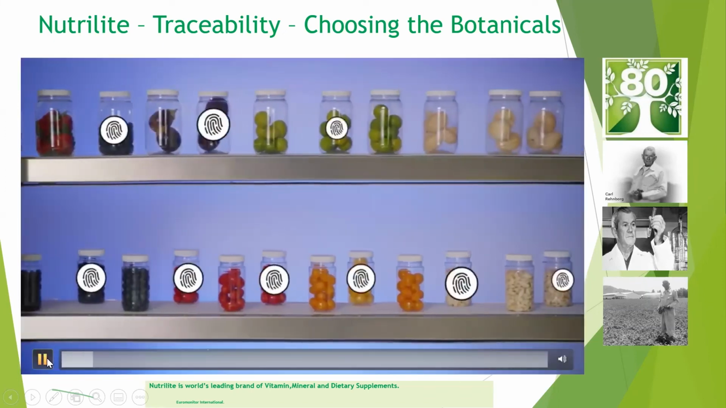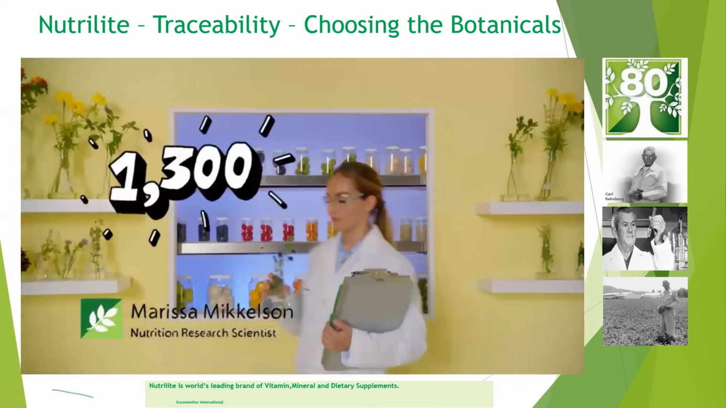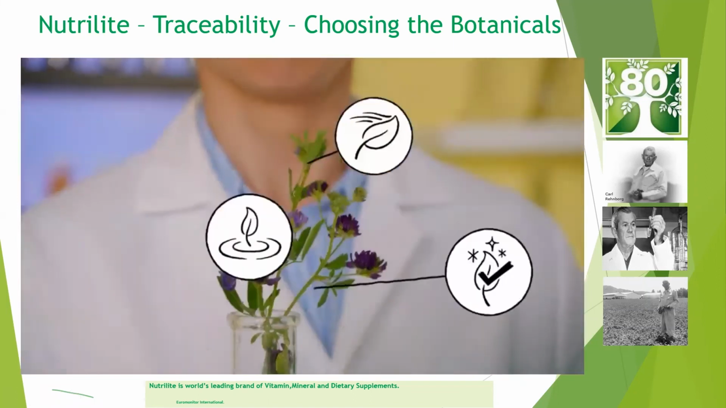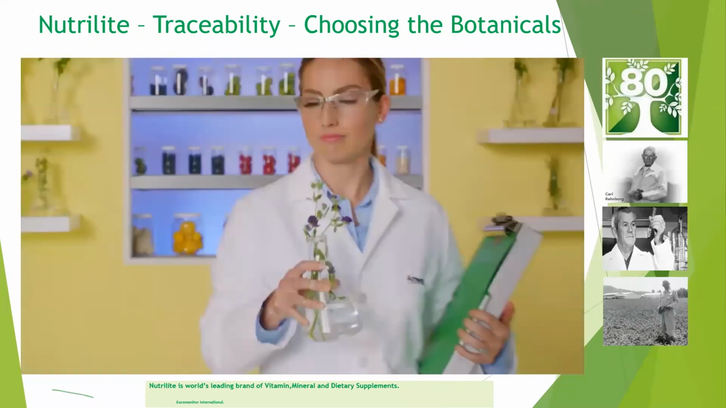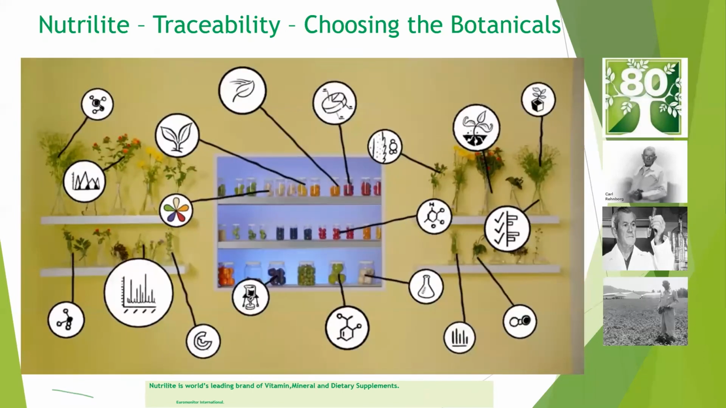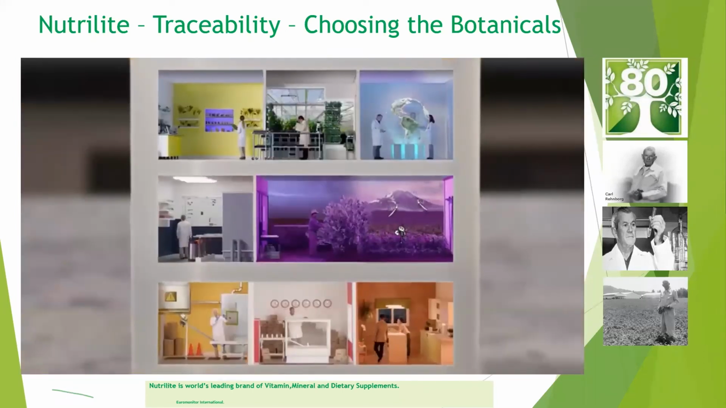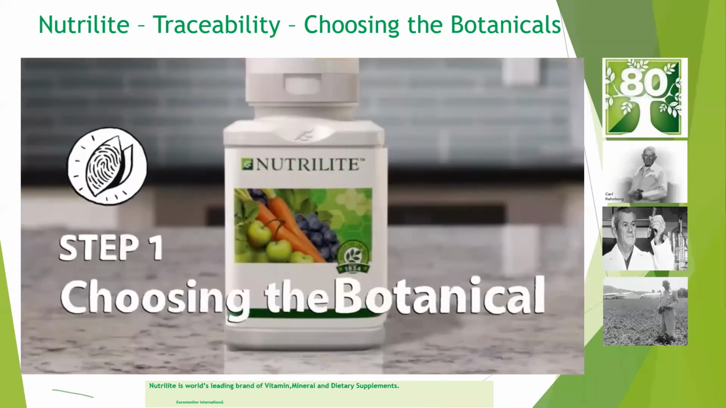Imagine a world where plants have fingerprints, and where a group of scientists have fingerprinted over 1,300 of the world's botanicals to locate the specific phytonutrients needed to make pure, safe, and effective supplements. Now imagine if fingerprinting 1,300 botanicals was only the beginning. This is a world you don't have to imagine. This is the real world of Nutrilite traceability.